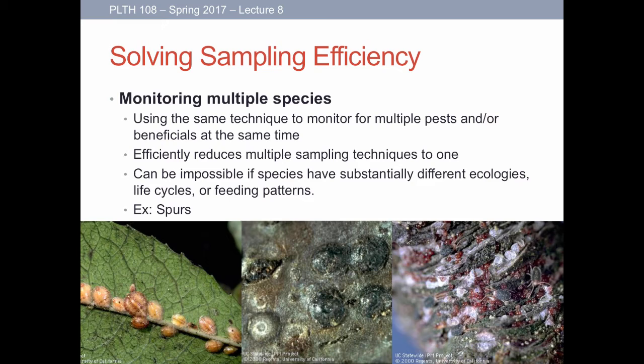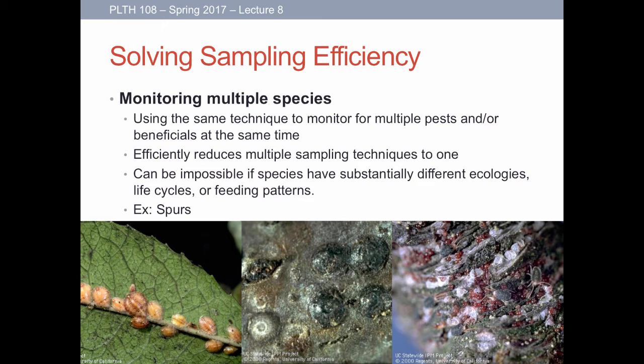Obviously, this doesn't always work, because you may have pests that have vastly different life cycles. Maybe they utilize different parts of the plant. Maybe you have to use different sampling techniques. So you might just be unable to do this. But in cases where they do line up nicely, this could be a really great way to save time.